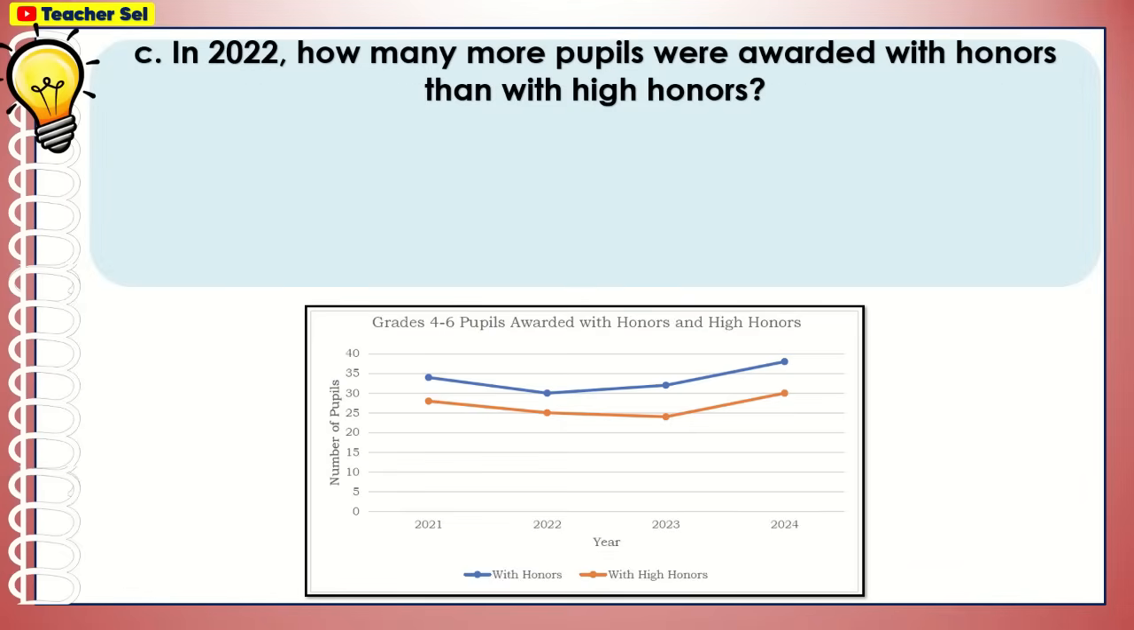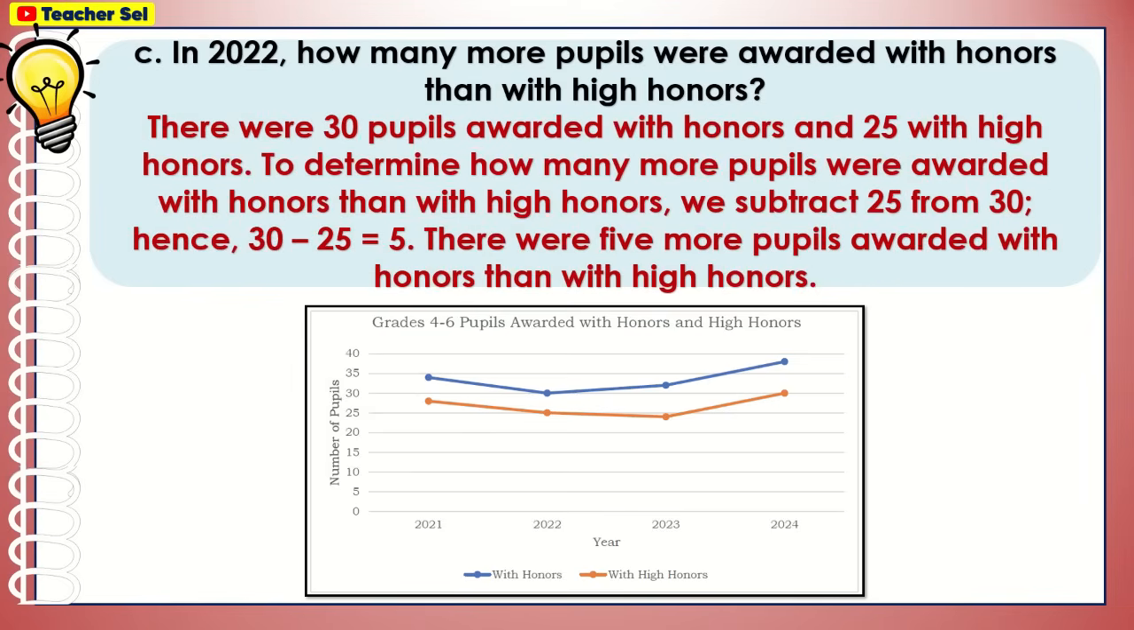In 2022, how many more pupils were awarded with honors than with high honors? There were 30 pupils awarded with honors and 25 with high honors. To determine how many more pupils were awarded with honors than with high honors, we subtract 25 from 30. Hence, 30 minus 25 equals 5. There were 5 more pupils awarded with honors than with high honors.